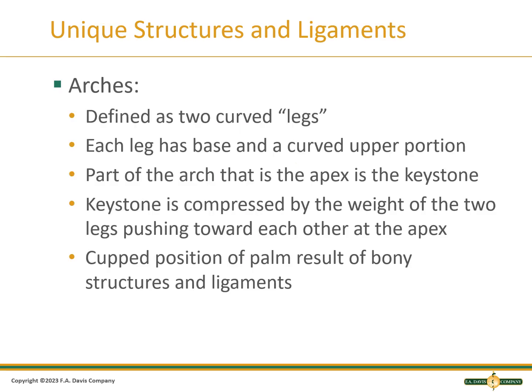We touched on the arches of the hand when we talked about the carpal tunnel in the wrist, but we want to talk about the arches a little bit more in depth here. So they're defined as two curved legs in the hand, and each leg has a base and a curved upper portion. And part of the arch that is the apex is what we refer to as the keystone. And the keystone is the portion of the arch that's compressed by the weight of the two legs pushing towards each other at the apex. So these arches in our hand are what allow us to have a cupped position of the palm from the bony structures and the tension in the ligaments.